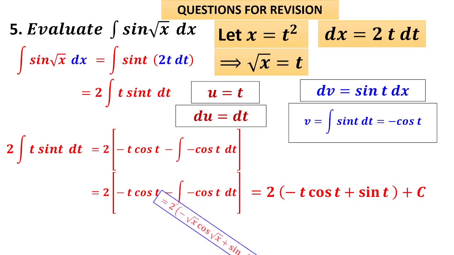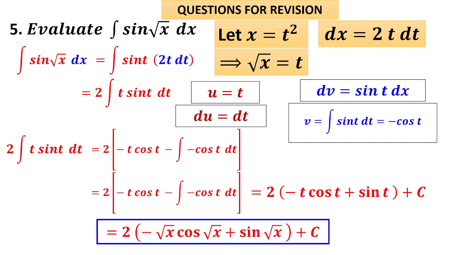Now we have to do the resubstitution. 2 into t should be replaced by root x. Very simple. Therefore minus 2 root x into cos root x plus 2 sin root x plus c. Here, even though this problem cannot be done directly, we are doing a substitution. The substitution leads to a problem of integration by parts.